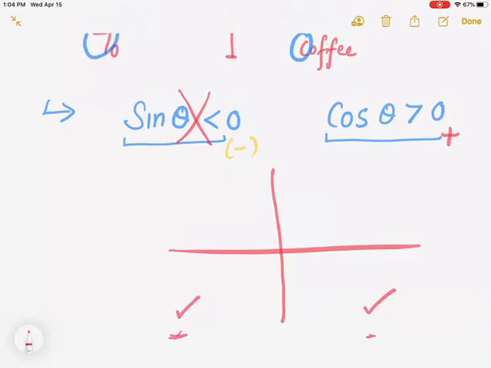I need to check which one of these two quadrants works for this inequality. So cosine needs to be positive. Which one of these two quadrants would give you positive cosine? It's this one, so that's my answer. So my angle is in the fourth quadrant.